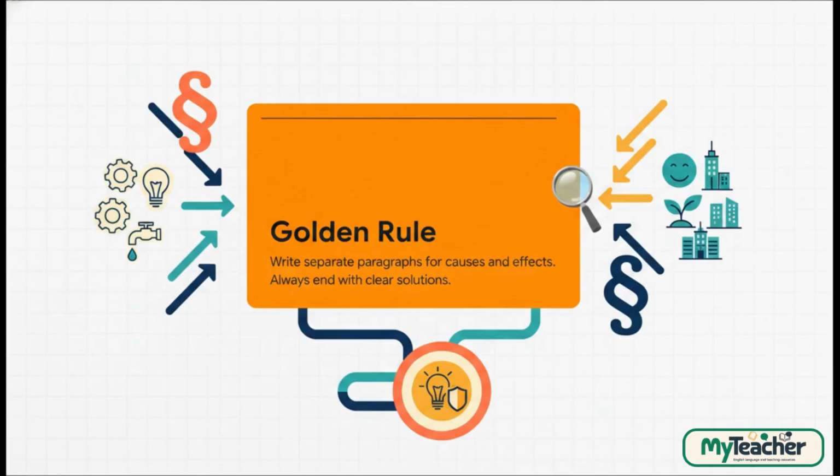Before we wrap up, we absolutely need to talk about the golden rule of formatting. Please always remember this. Write 1 paragraph for your causes and then write 1 completely separate paragraph for your effects. You've got to keep them apart. And of course, always end your essay with clear, actionable solutions.